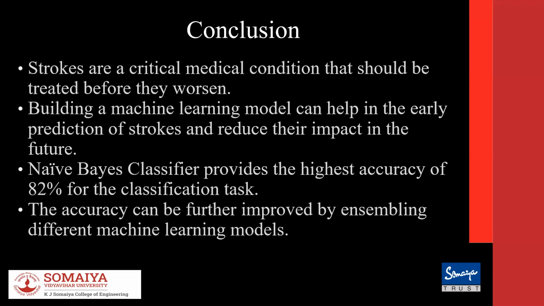Now, the accuracy can be further improved by ensembling different machine learning models together. Ensembling is basically the process of taking multiple models and combining their final predictions. And the final prediction would give you a better accuracy than the predictions of any single model. So ensembling can definitely be used to improve the accuracy, and that is a future work of this research paper as well.